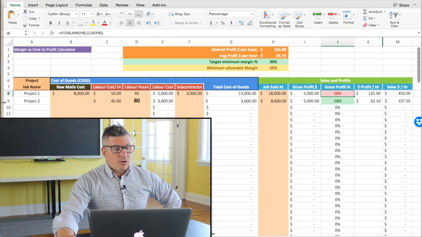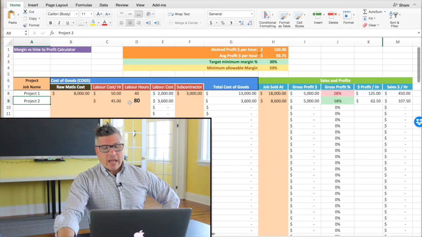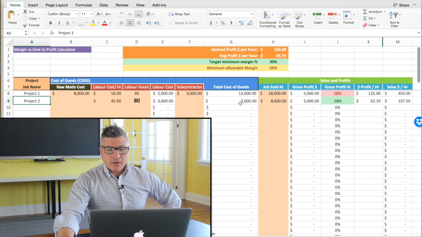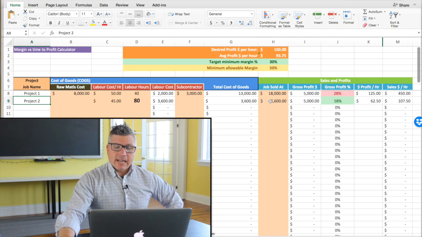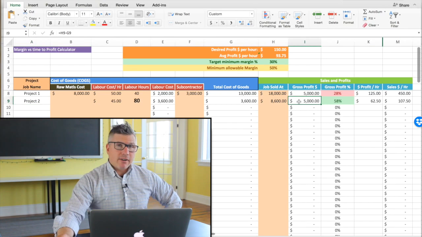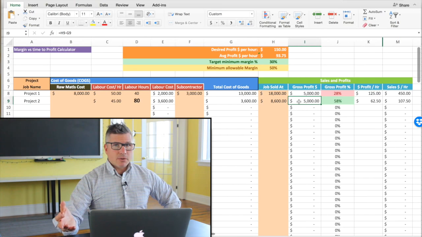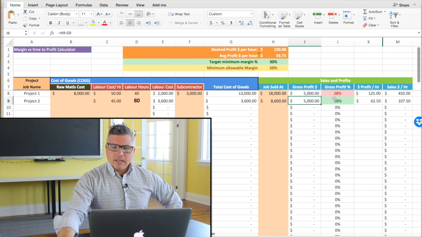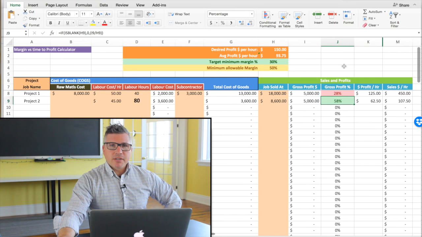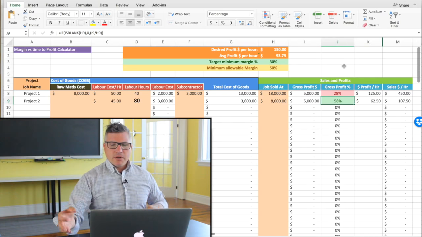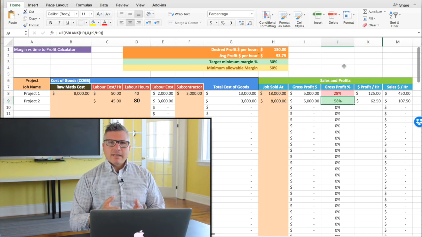Now project number 2, we have $3,600 of cost of goods. We're selling it at $8,600, so we have, again, $5,000 gross profit. It's the same gross profit. But look at this. The gross profit margin is 58%. In fact, it's more than double the margin of project number 1. So how can that be when our gross profit is actually the same?